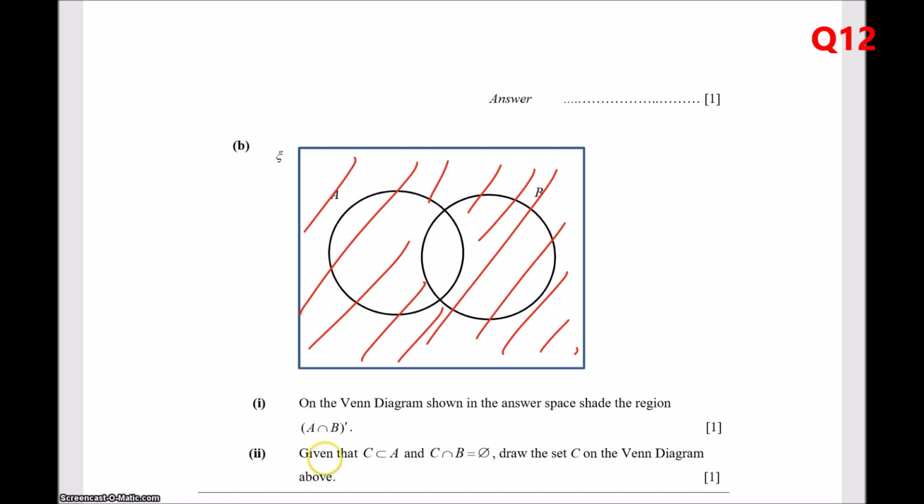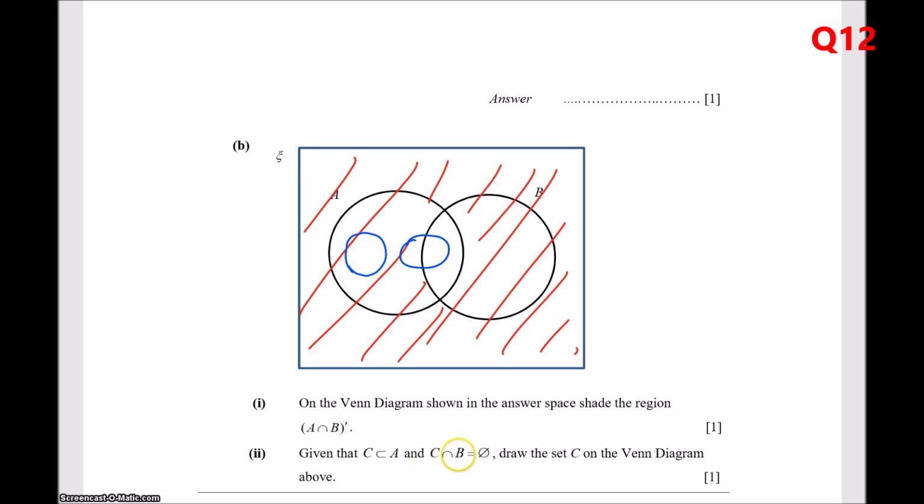For part 2, we are supposed to draw the set C on the diagram. C is a subset of A. This symbol here means C is a subset of A, meaning the entire C is inside A. Let me change color here. There are two ways to draw this. C can be here, or C can be here. Both circles are inside A, but this one is not touching B, and this circle is touching B. So which one do we want? I don't know. I need to look at the next criteria.